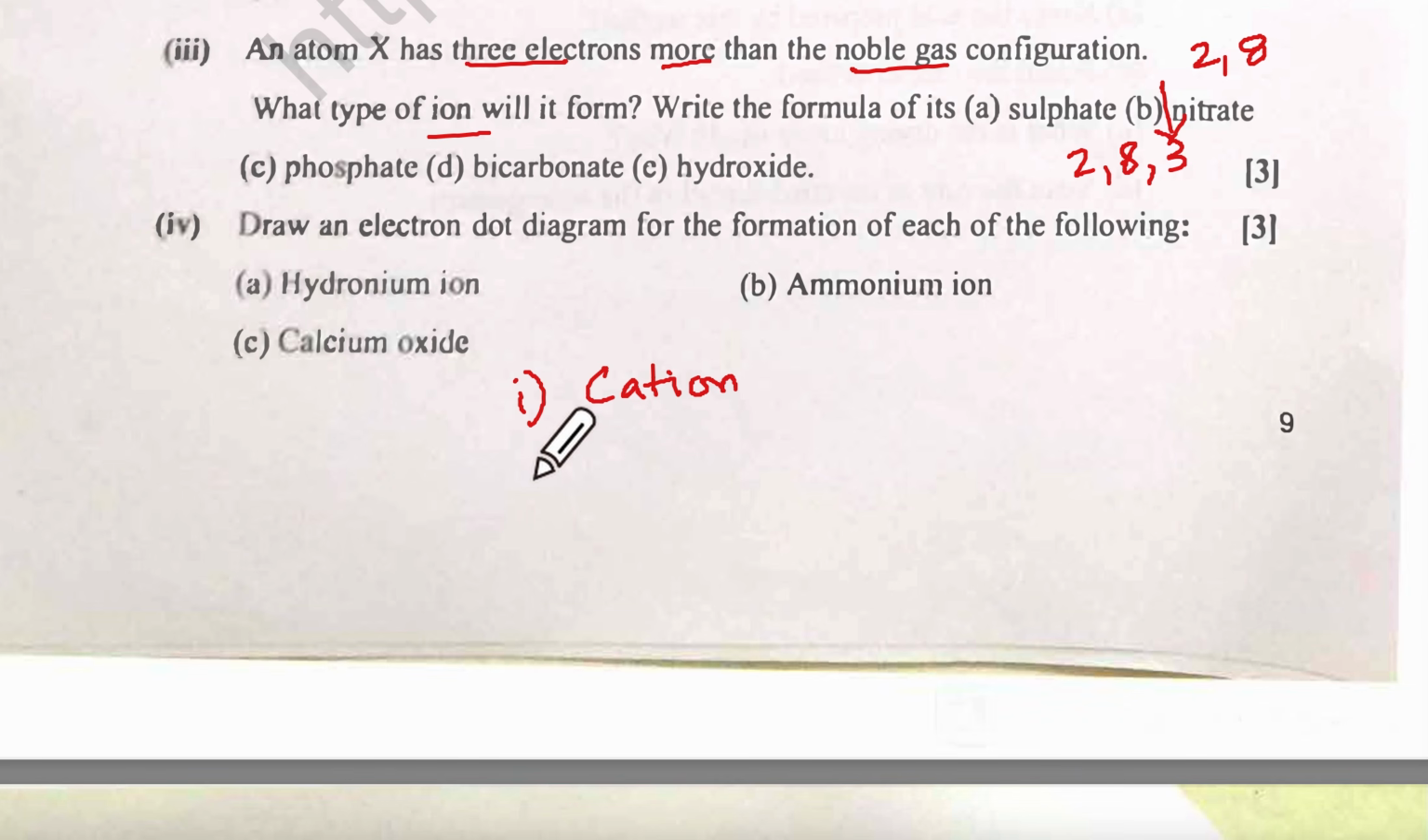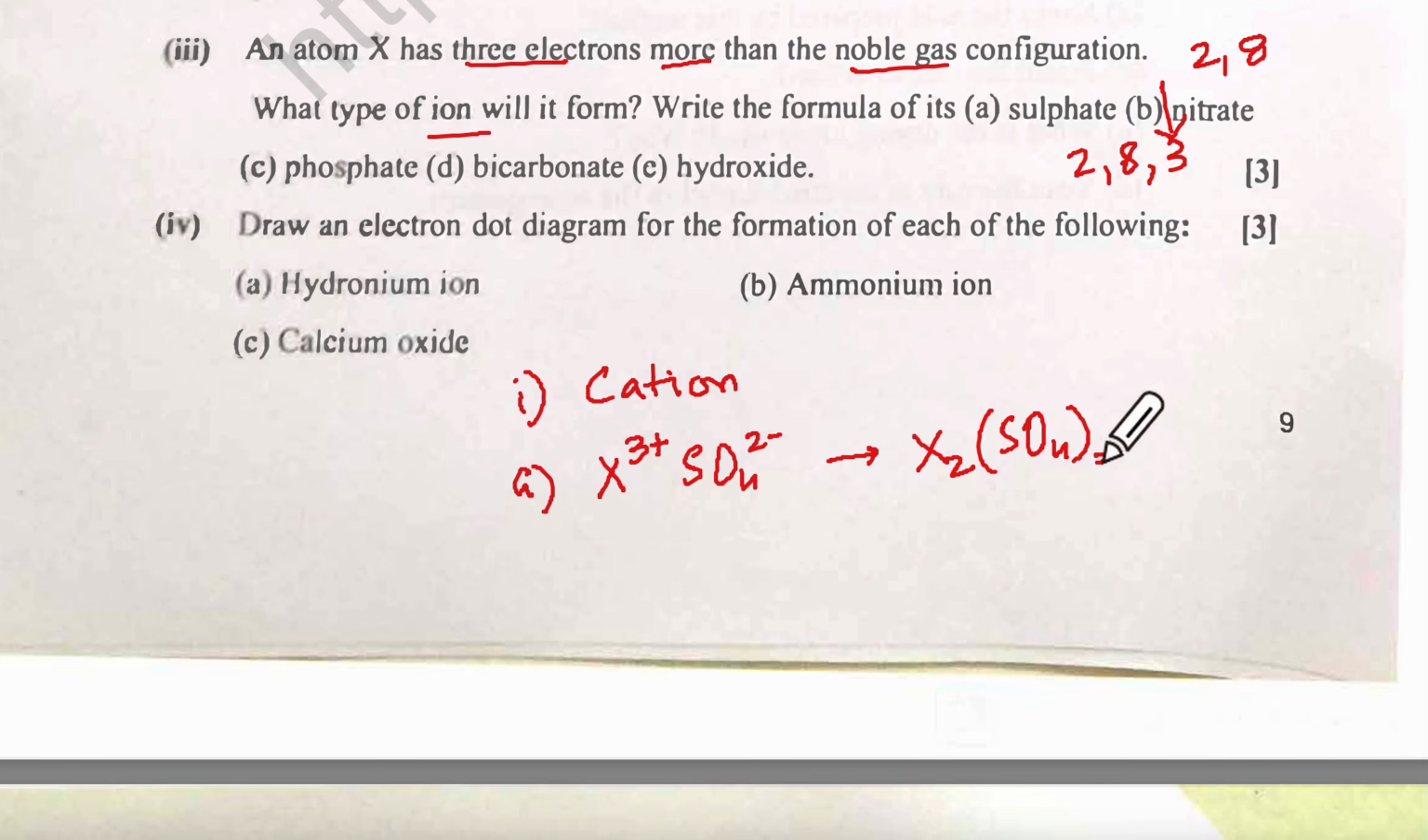Write the formula of its sulfate. If it is X, it will be 3 plus. Sulfate, SO4, will be 2 minus. So the formula is X2(SO4)3. Of course, you will write the brackets over the sulfate.